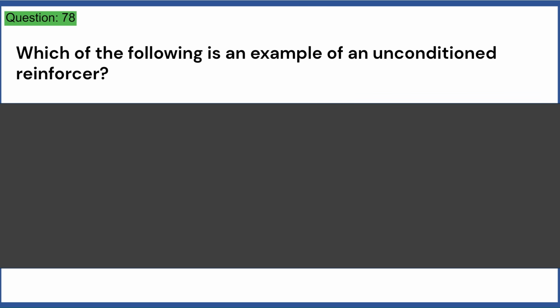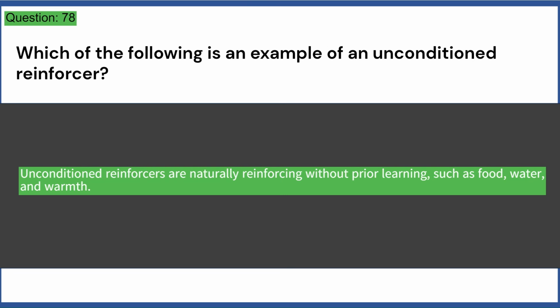Which of the following is an example of an unconditioned reinforcer? A. Praise. B. Stickers. C. Food. D. Tokens. Answer C. Unconditioned reinforcers are naturally reinforcing without prior learning, such as food, water, and warmth.